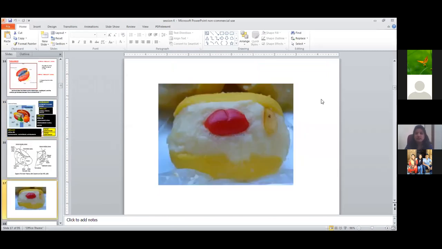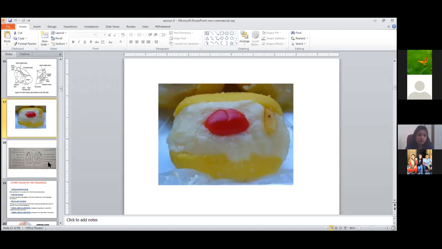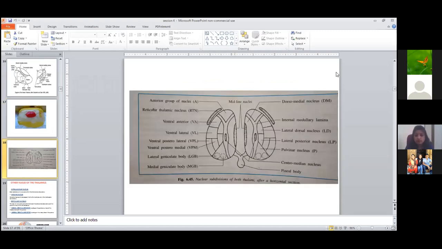This thalamus is like a North Indian sweet, cham cham or champakali, which is divided into three parts, but there it is not Y-shaped, it is like two parallel lines. So we have the medial part, the anterior part, and the lateral part. These are the main nuclei present in the thalamus.